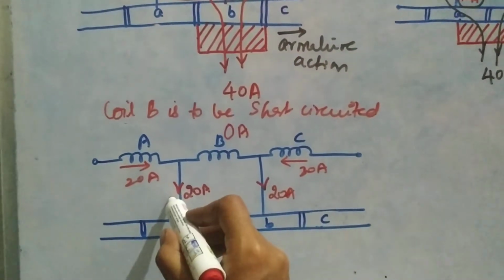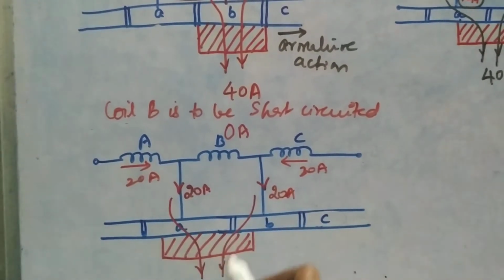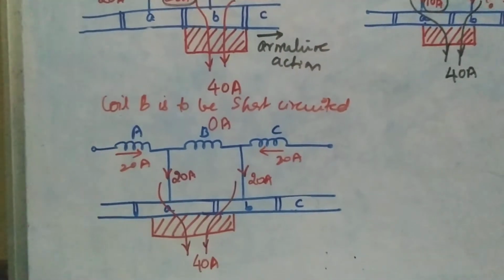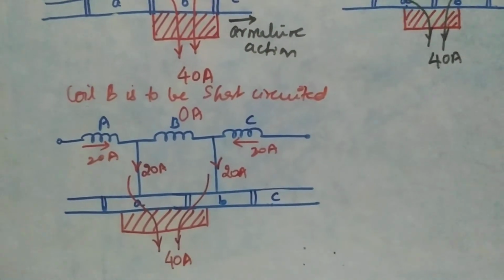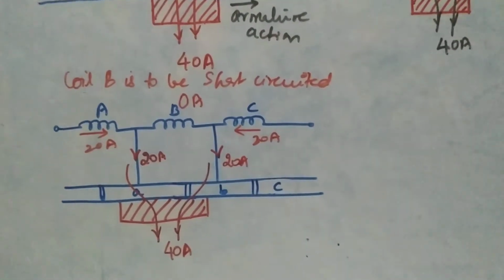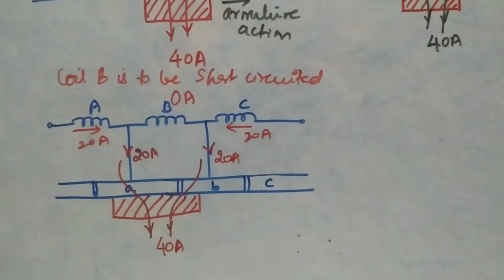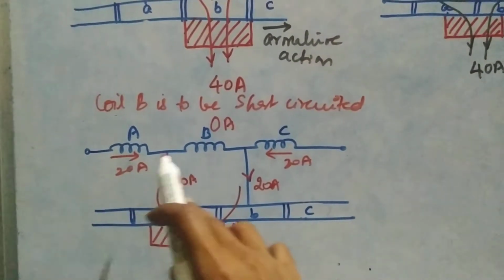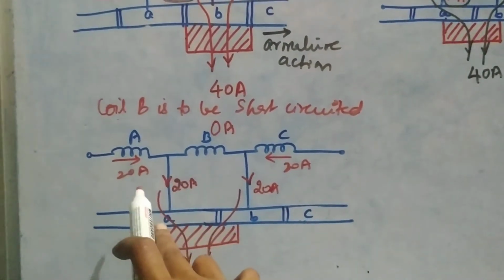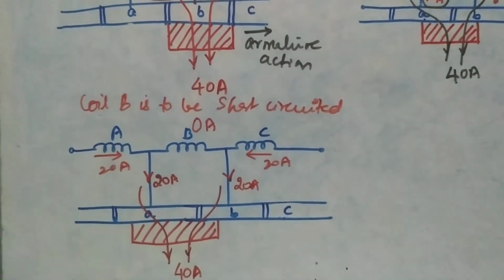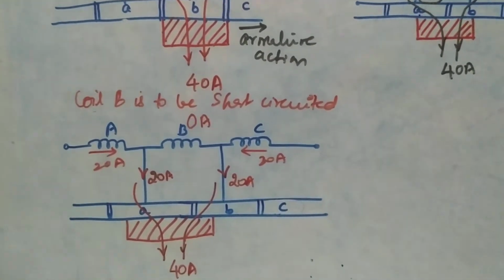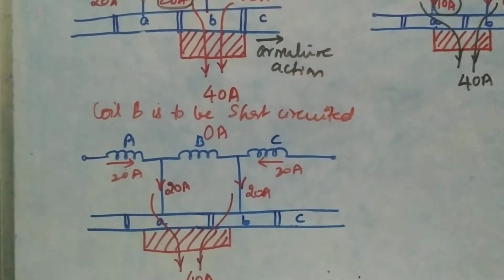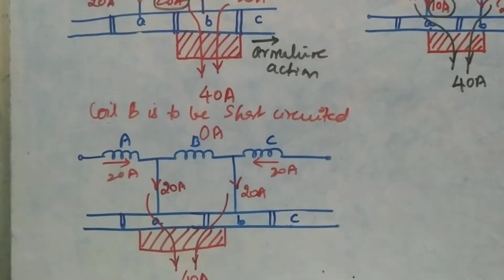Okay, again you can cross check how much the total current is carried onto this brush. Again it is 40 amperes. You can observe that the currents of 20 amperes and 20 amperes pass through the brush directly from coil A and coil C. So here the total current will again be 40 amperes, and the contact area of the brush with the segments of A and B is almost equal.